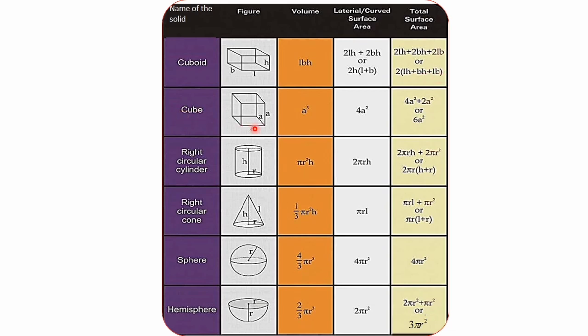Next shape is cube. The side of the cube is represented by the letter A. Then the volume is A cube. Lateral surface area is 4a square and the total surface area is 6a square.